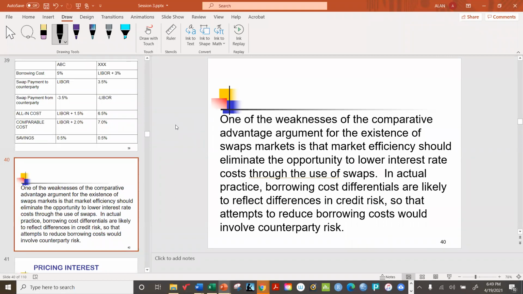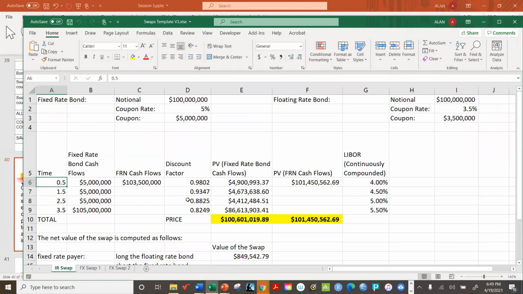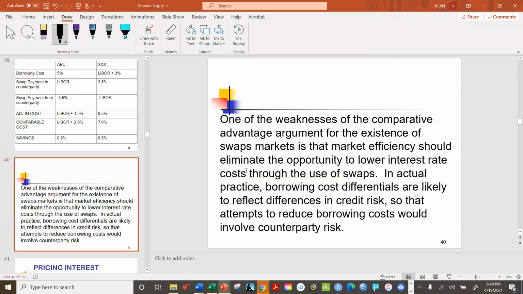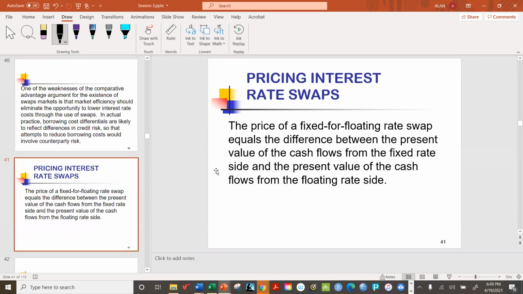All right. Now we get to the fun part. How do we price these things? That's a very good question. And that's when we're going to need Excel to help us out. So the price of a fixed for floating rate swap equals the difference between the present values of the cash flows from the fixed rate side and the floating rate side. If the present value is the same for both sides, then the swap is worth 0.